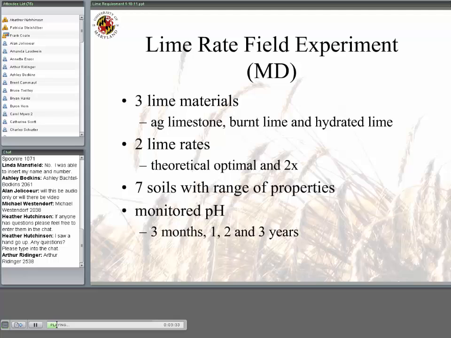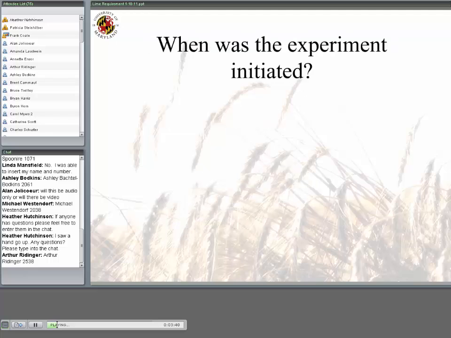So I'd like for you to use the chat box and tell me what year do you think the experiment I just talked about was initiated or started? When was the lime put out on these soils in 7 locations? So I'll give you about 30 seconds to respond in the chat and tell me when you think this was started.